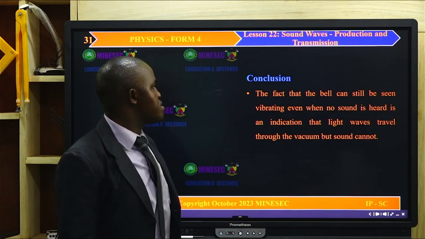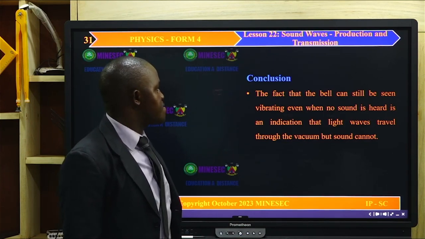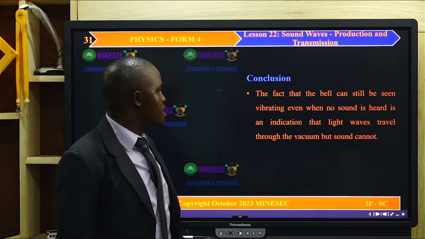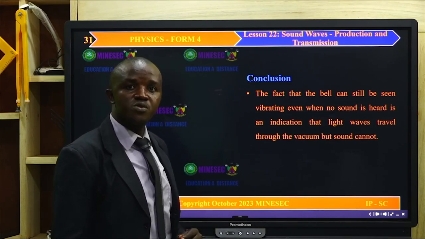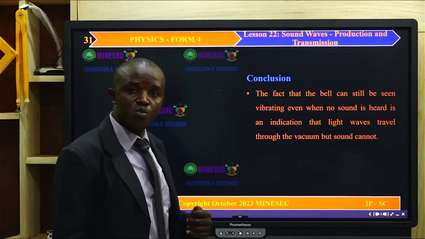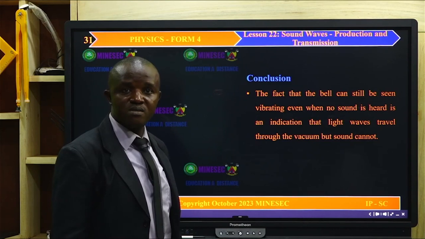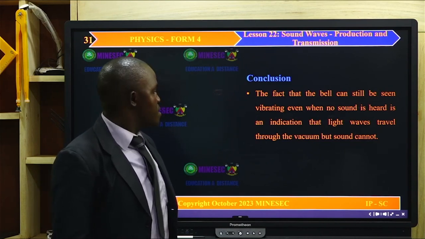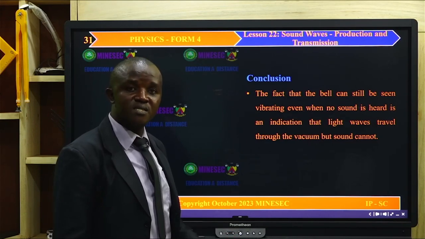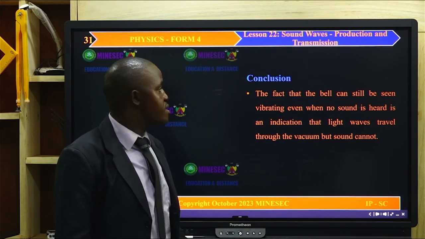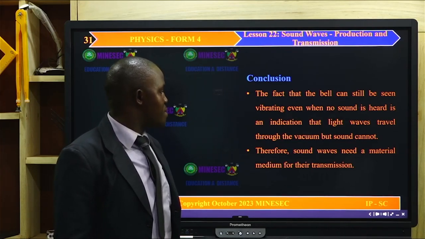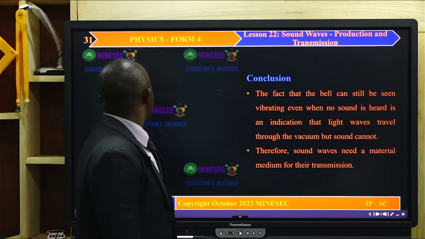It tells us that the bell can still be seen vibrating when no sound is heard. It's an indication that light waves travel through a vacuum, that is an air-free space, because a vacuum is an air-free space. But the fact that we heard no sound means that sound does not travel through a vacuum. That's our conclusion. Therefore, sound waves need a material medium for their transmission. Okay?